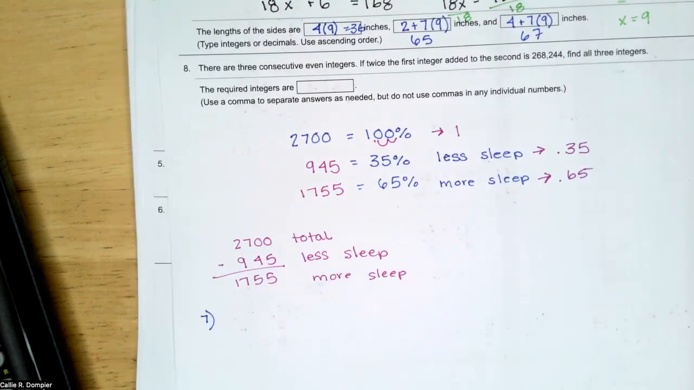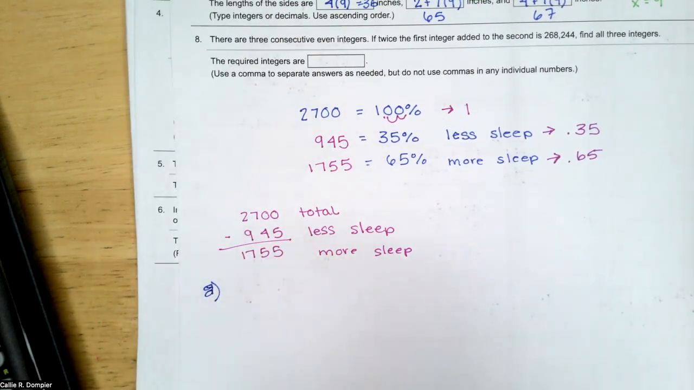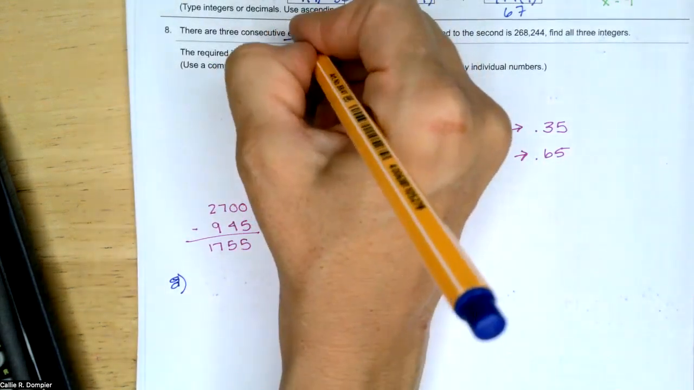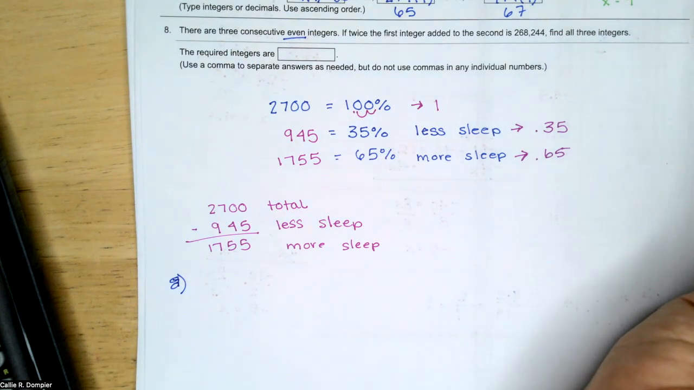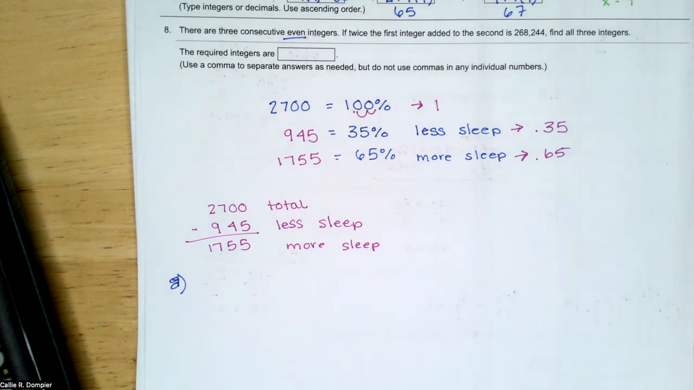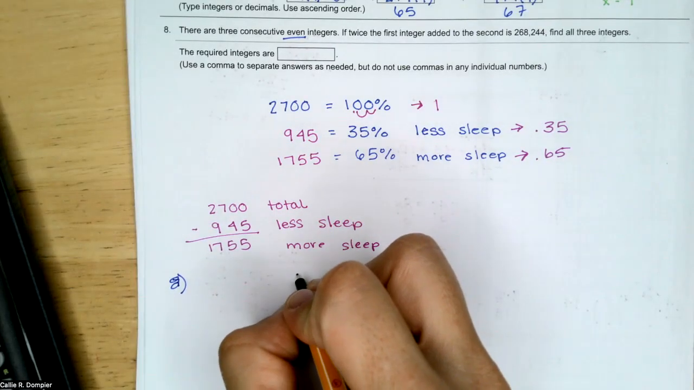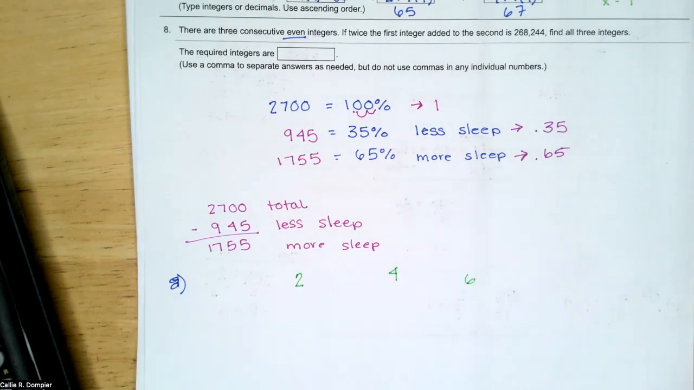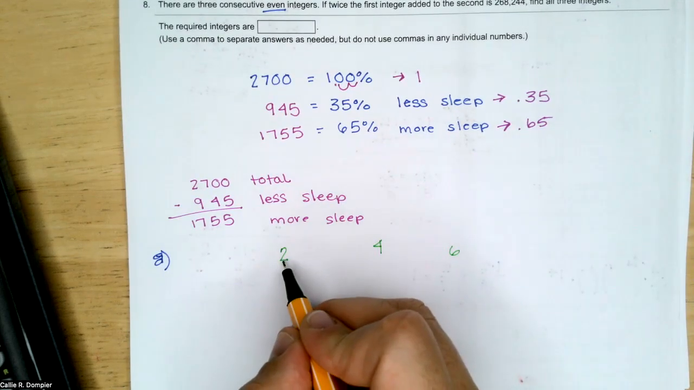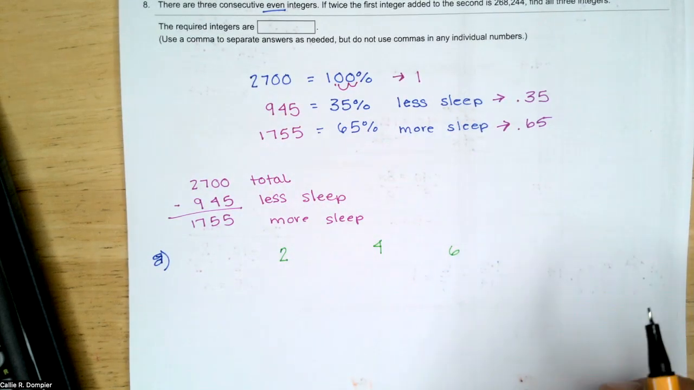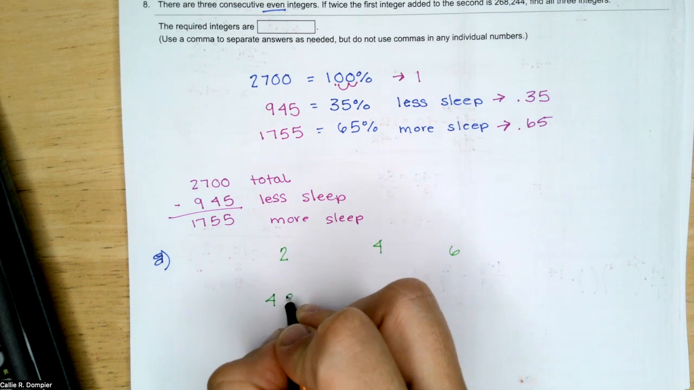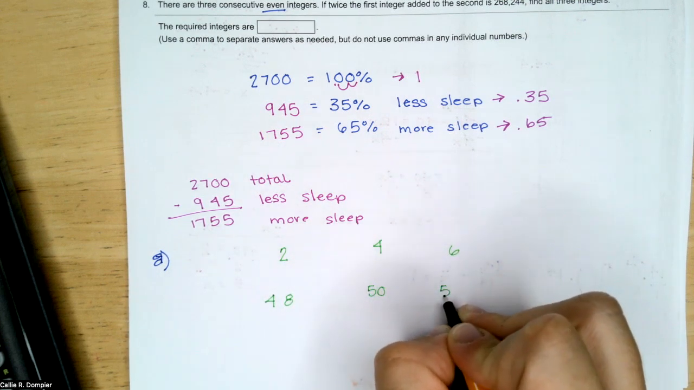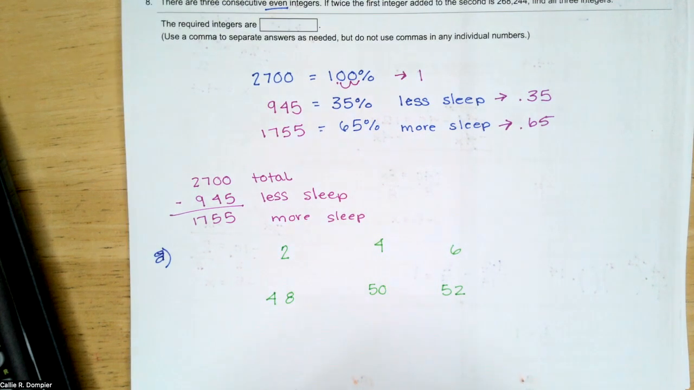Okay. Finally, number 8. There are 3 consecutive even integers. If twice the first integer added to the second is 268,244, find all 3 integers. Okay. There are 3 consecutive even integers. Think about what consecutive even integers means. 2, 4, and 6 are consecutive even integers, right? 2, 4, 6, 8, 10, 12. Or we could say 48, 50, and 52 are consecutive even integers, okay?